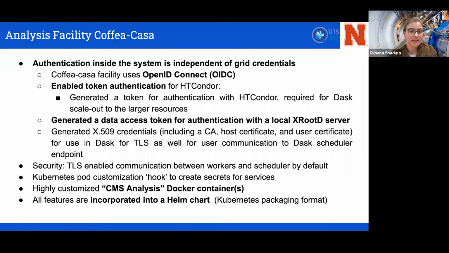We generate a data access token, and we also generate credentials to use in Dask for TLS, for example for user communication to the Dask scheduler endpoint, if the user wants to run through a Python session on their laptop or whatever. By default, we always have TLS-enabled communication.